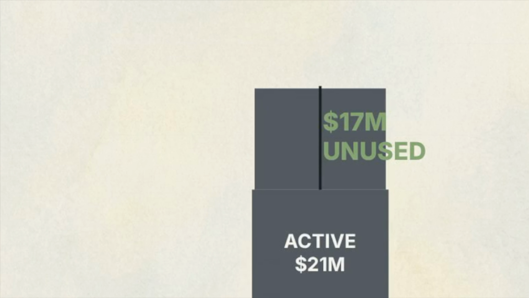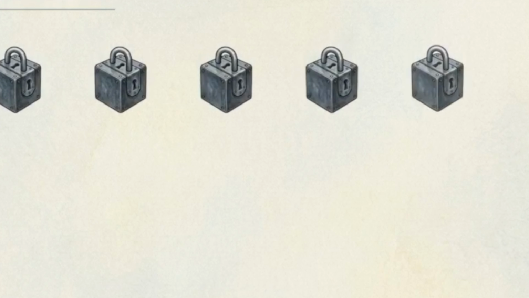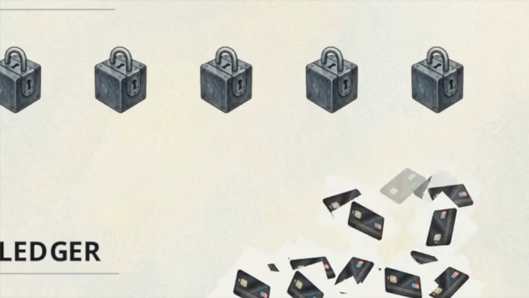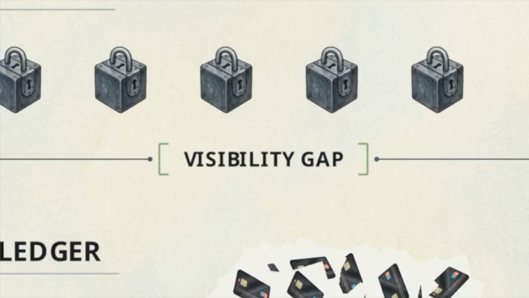The average enterprise wastes $17 million a year on unused software. Procurement negotiates bulk contracts, but at the same time, employees expense individual tools directly on corporate credit cards. It creates a massive gap in visibility.